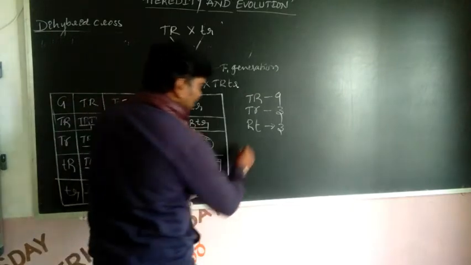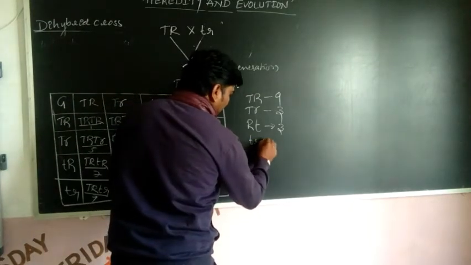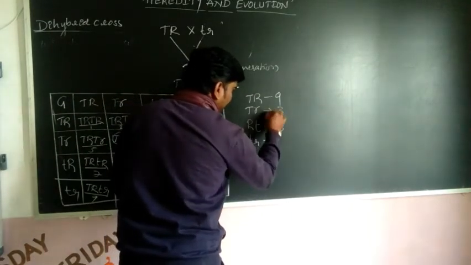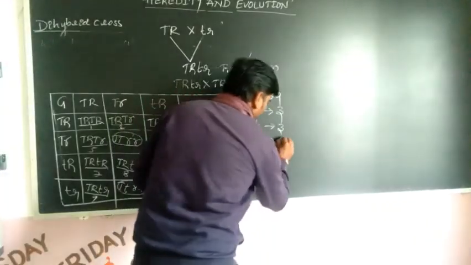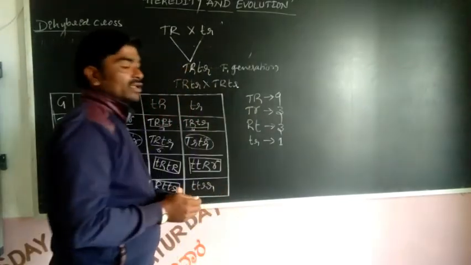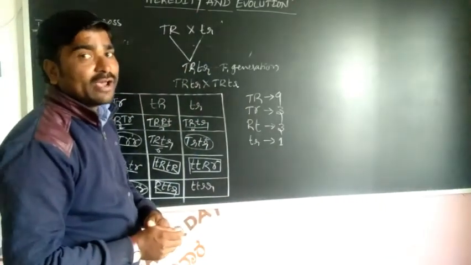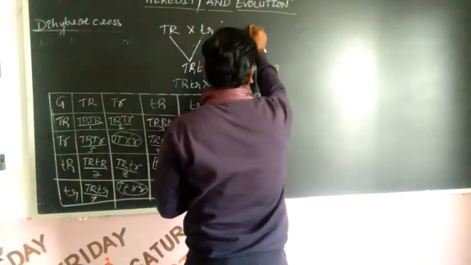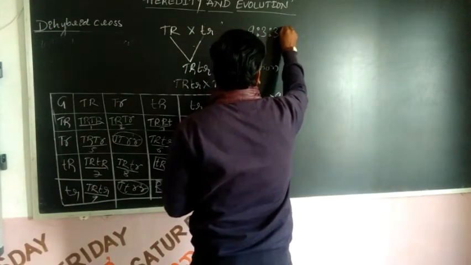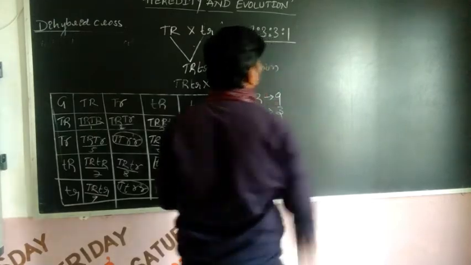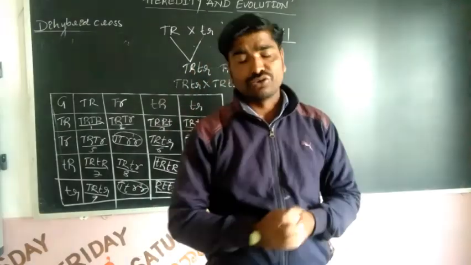The remaining 1 is small t small r. That is nothing but what? White flower with dwarf plant. Only 1. So that's why the ratio of dihybrid cross is 9:3:3:1. So this is the dihybrid cross ratio.